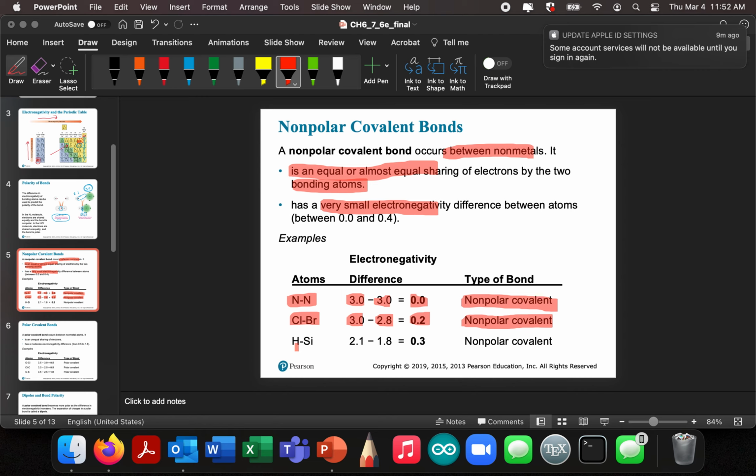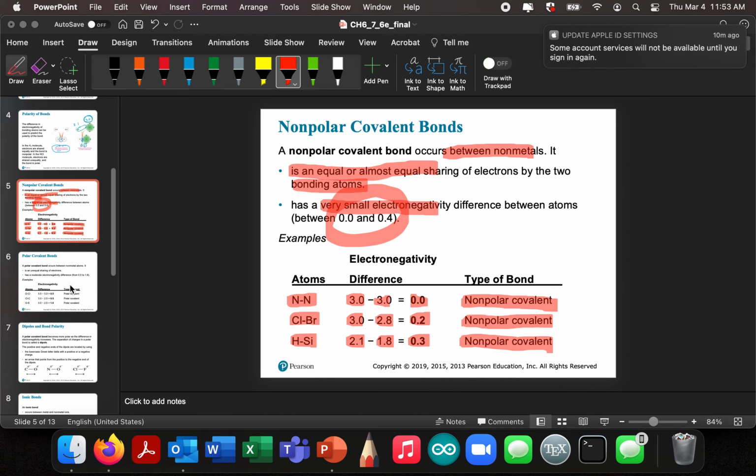It's nonpolar covalent. Hydrogen and silicon are almost the same. There's hydrogen's electronegativity, and there's silicon's, right? And so the difference is pretty small, and we're going to say, therefore, it's nonpolar covalent. So if it's anywhere between 0 and 0.4, we're going to say it's a small difference in electronegativity, and those atoms are equally pulling on the bonding electrons.